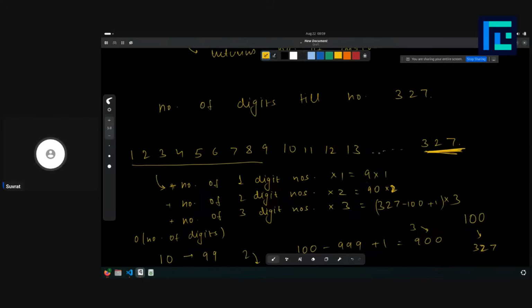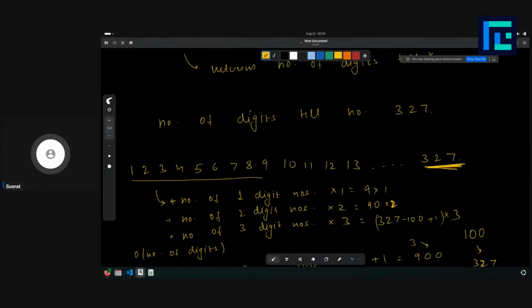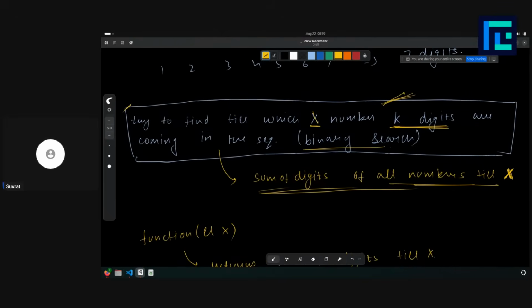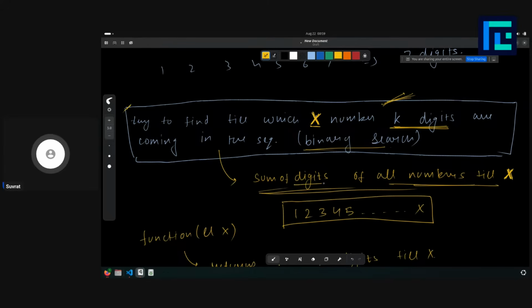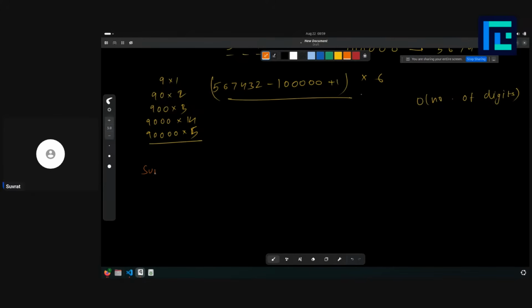And then we can apply binary search on this value to find the exact number x till which we are getting the k digits. So now we will know that we need to find the sum of digits from 1 till x. Now our problem is this: sum of digits of all numbers till x. So let's try to solve this now.